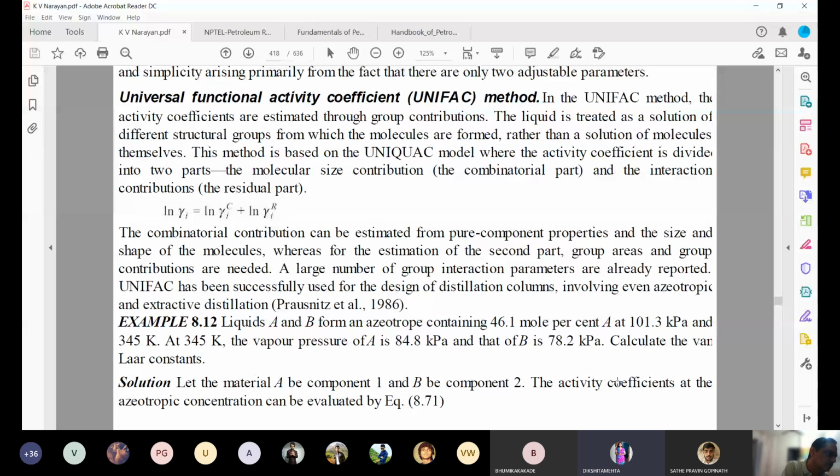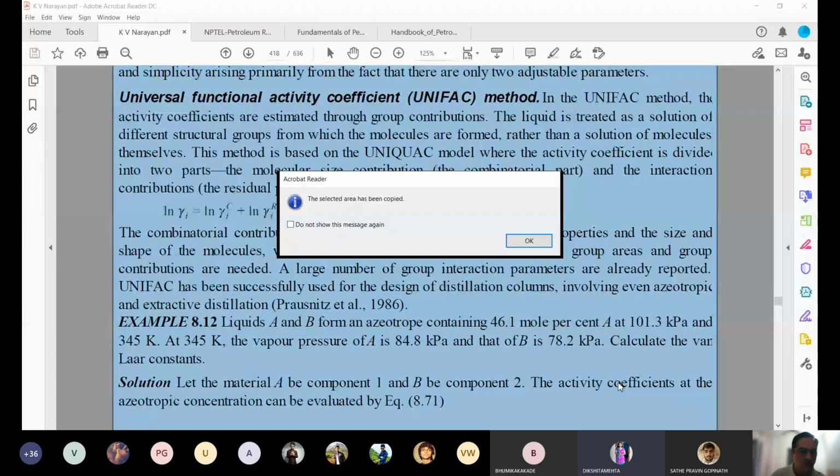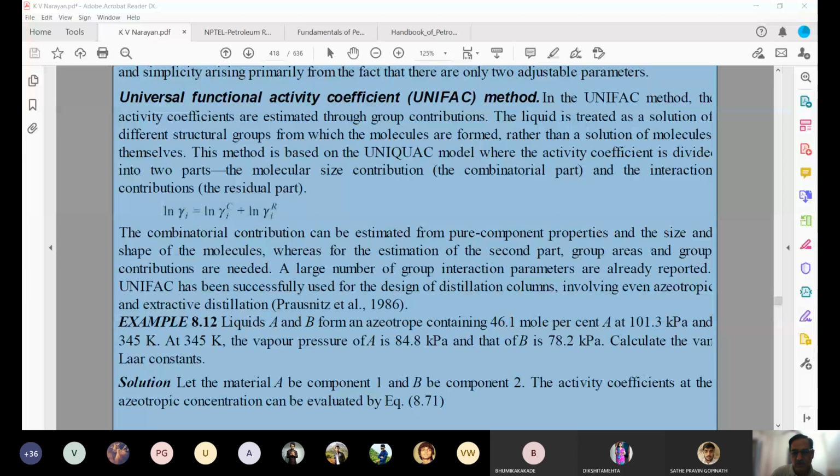So A is 1.2955 and B is 0.653. Okay. So how many people have finished it? Raise your hands. If you get A as 1.2955 something and B as 0.653 something.